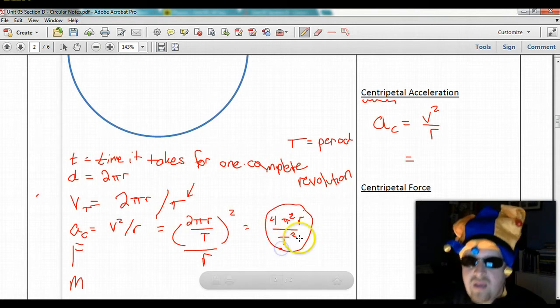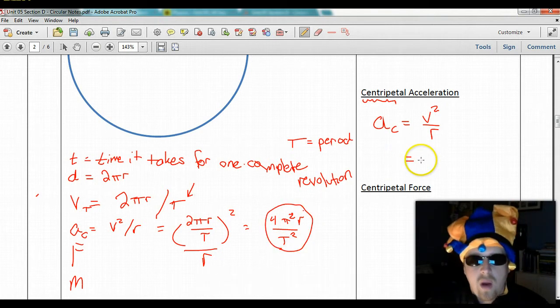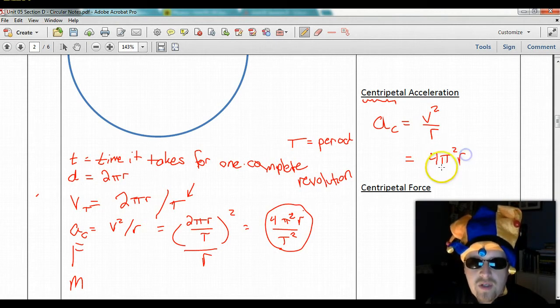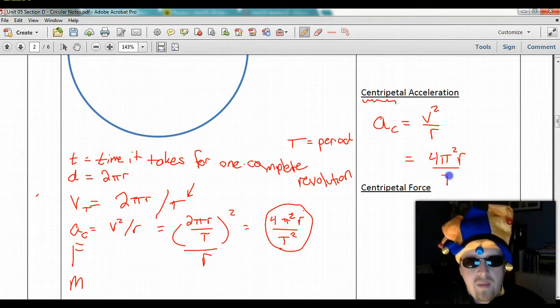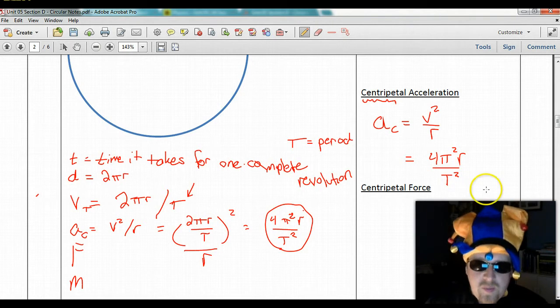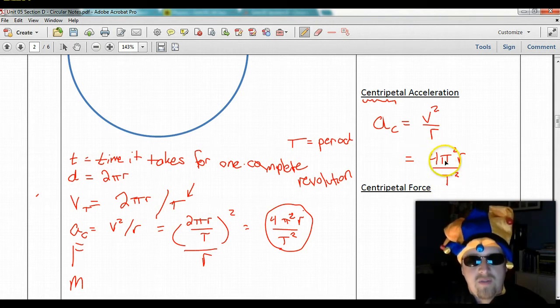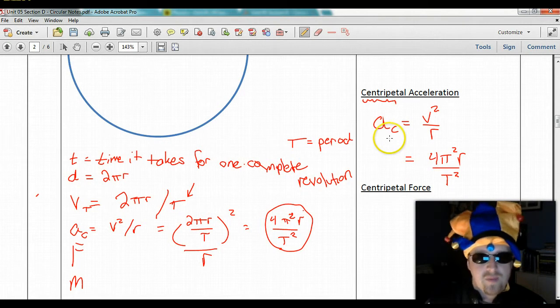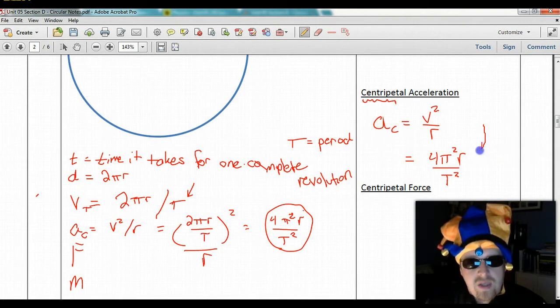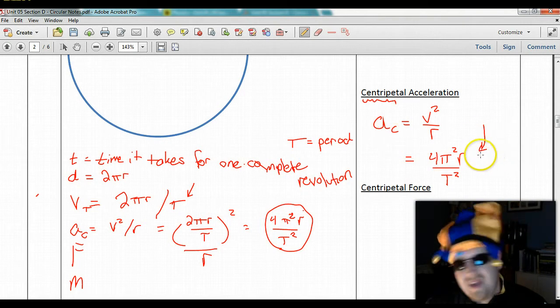It looks slightly more complicated than v squared over r. It's got more terms, more numbers. However, the big advantage is that you don't have to use two equations, you have just one that models what you need. So in this situation, you wouldn't have to calculate velocity first if you knew the radius and the period, or the time it takes to complete one revolution. You can just plug it in and find the acceleration.